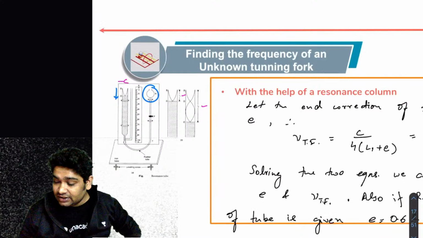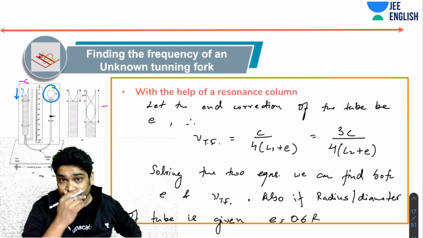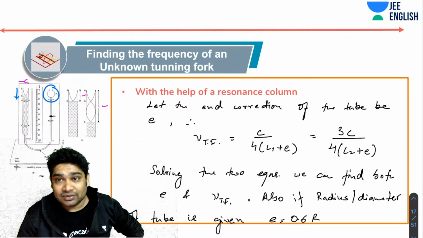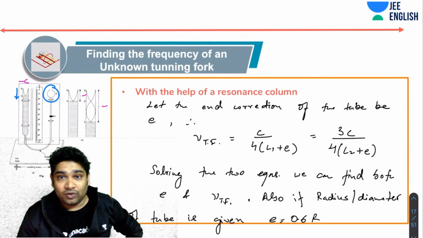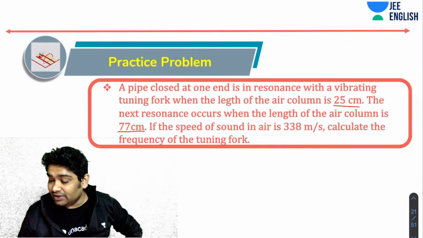Okay, this is what you do. For the first resonance, you will imagine that nu of the tuning fork would be equal to C over 4 times (L1 plus E), and the second would be 3 times C over 4 times (L2 plus E). So that is precisely what has been given here.